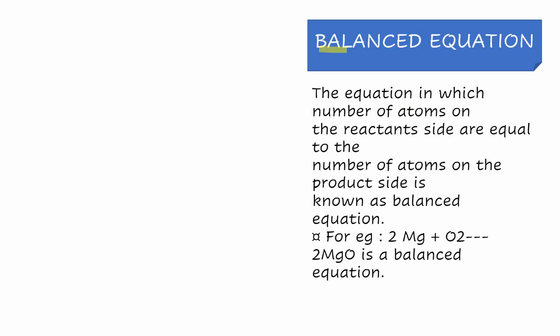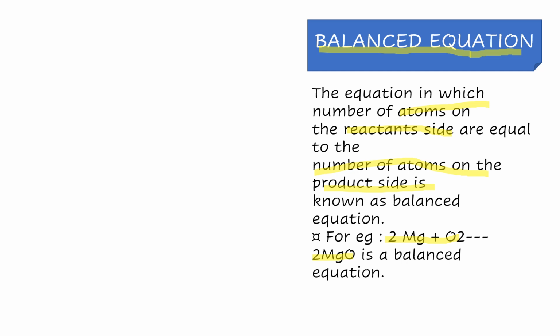Now we come to know about balanced equation or balanced chemical equation, which means the number of atoms on the reactant side are equal to the number of atoms on the product side. In the example we took before, Mg plus O2 will give MgO, that is magnesium plus oxygen gives magnesium oxide. Here to balance, we had two atoms of oxygen on the reactant side, while only one atom of oxygen on the product side.